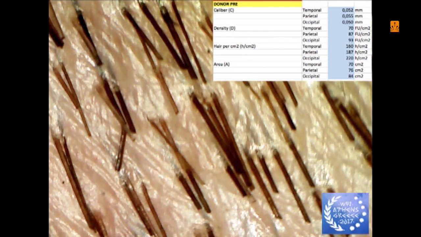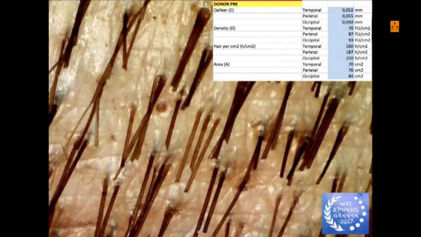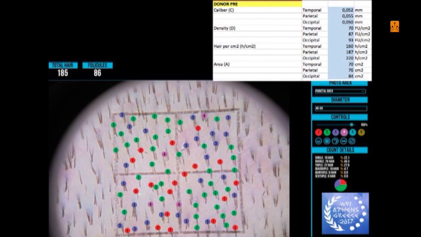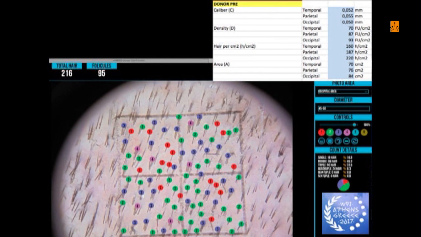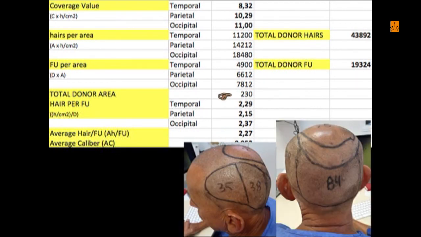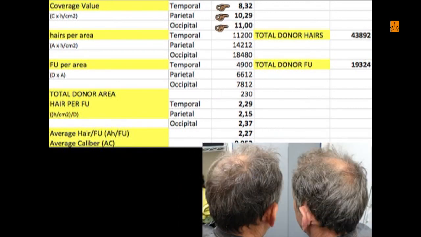Here we have the USB microscope pictures, where we can see nice grouping, but the best evaluation is always with the dermalite, the hair counter app and the micrometer. After doing our measurements, his hair caliber is 52, 55 and 50 microns, and the density is 70, 87 and 93 in temporal, parietal and occipital areas. The hair per follicular unit average is 2.27 and the total donor area is 230 square centimeters. The coverage value was 8.3 for the temporal, 10.2 for parietal, and 11 for occipital.